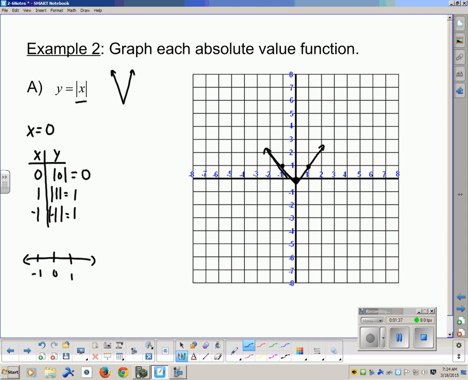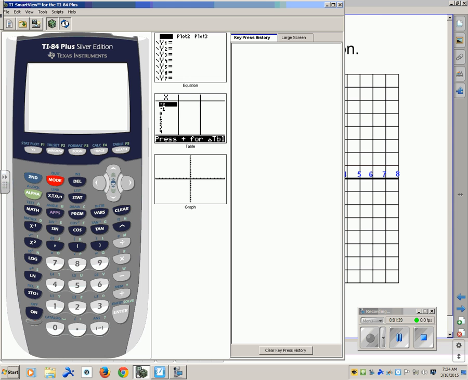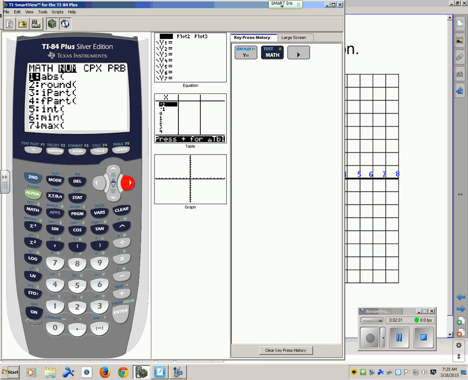We could also graph that out on a graphing calculator. Let me show you how to do that. You can go to your Y equals, and then hit the MATH button. Underneath the math button, at the very top it says MATH, NUM, CPX, PRB. We want to go over to the NUM at the top, so we hit the right arrow. When you do that, you'll see right away number 1 says ABS. That is your absolute value key.